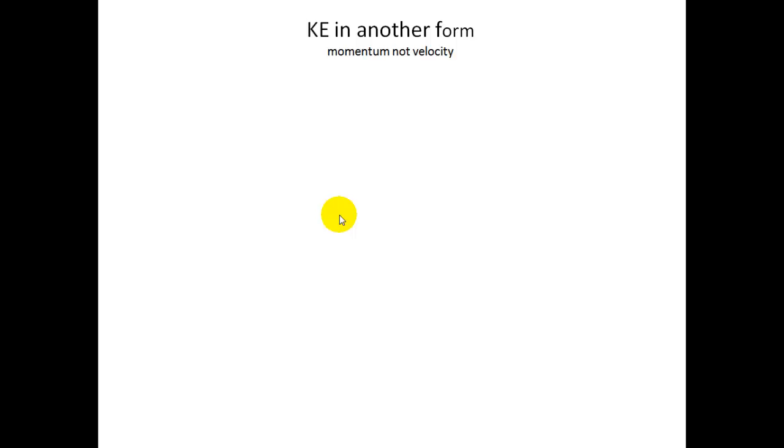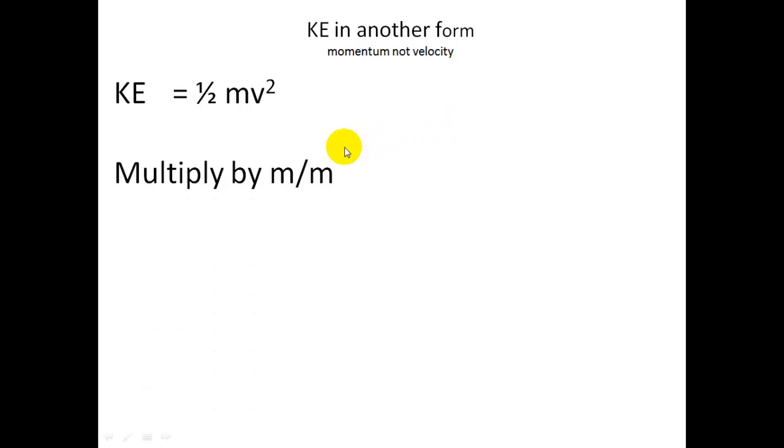This is kinetic energy expressed in another way, which is very useful to use. You know that kinetic energy is half mv squared. If you multiply it by m divided by m, which is the same as multiplying by 1, the kinetic energy will be the same, and this term will be the same. But if we multiply by m, we have m times by m divided by m. So it's going to be m squared v squared divided by 2m.